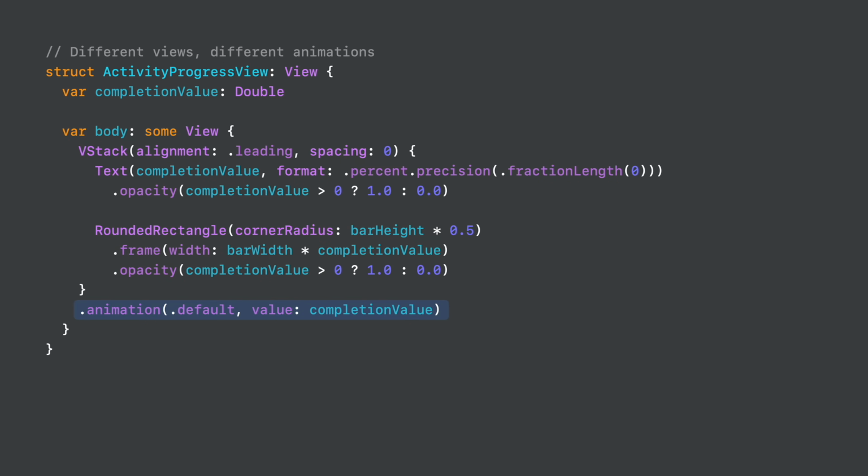By applying the animation modifier to this VStack, I tell SwiftUI to animate these views whenever the passed-in completion value changes. Here's how that behaves so far. It's exactly the same animation as I got using withAnimation. The animation modifier is an alternative to using withAnimation at the point the state changes.